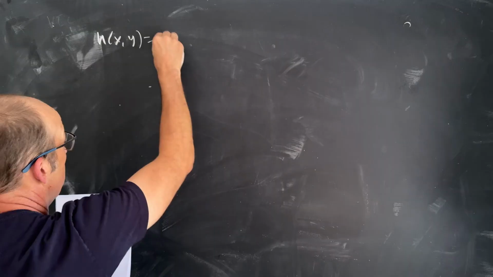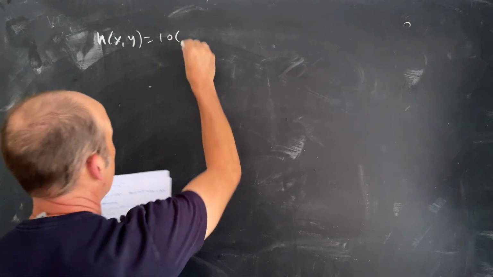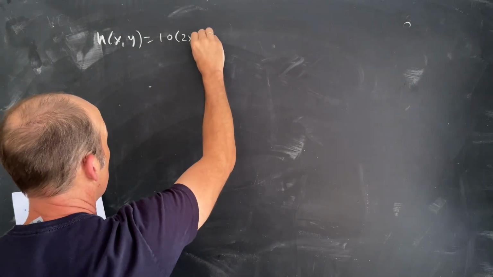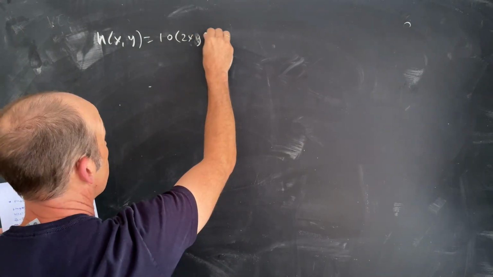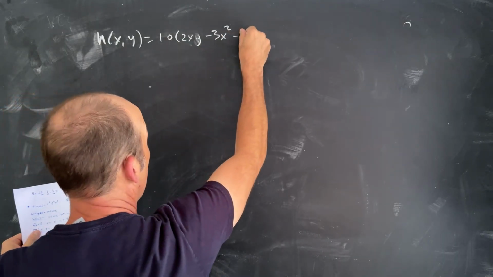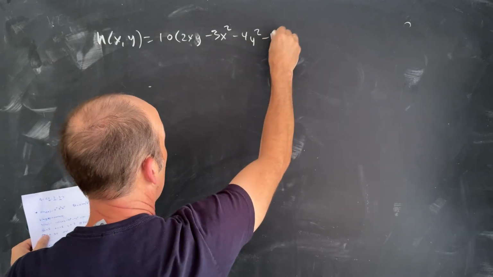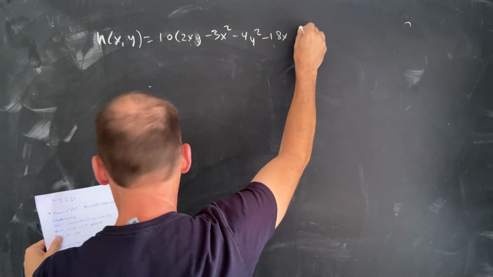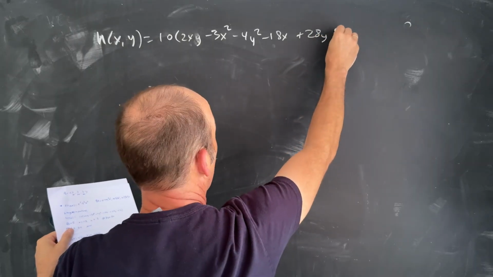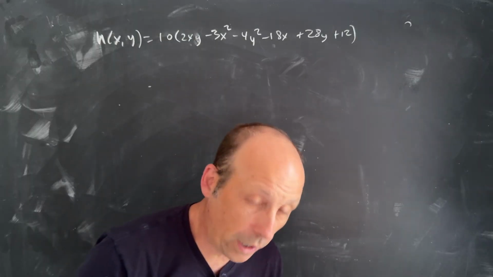10 times, I got to take off my glasses, 2xy to y minus 3. I don't know why they made this so complicated. 3x squared minus 4y squared minus 18x plus 28y plus 12. So the first part of this question says, where's the top of the hill?